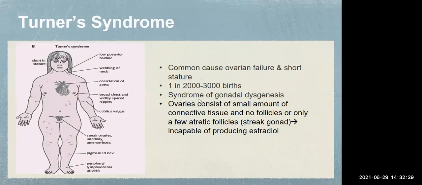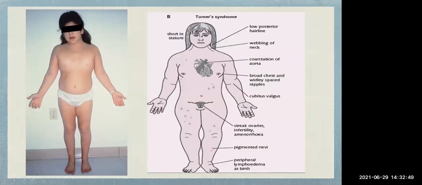The problem is that it is a syndrome of gonadal dysgenesis, and because of that, the ovaries consist of a small amount of connective tissue and no follicles or only a few atretic follicles, making them incapable of producing sex hormones. As mentioned, among the features of Turner syndrome are a low posterior hairline, a webbed neck, a broad chest, widely spaced nipples, and cubitus valgus.